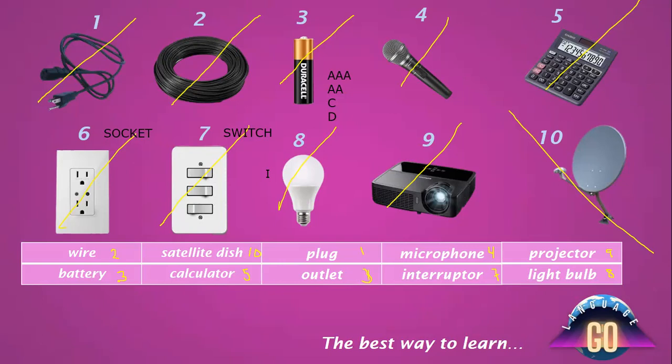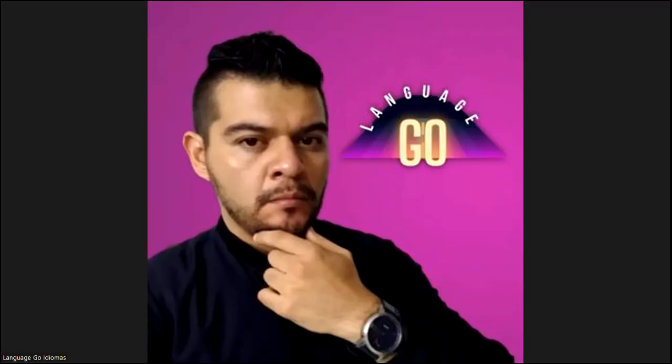Outlet, because socket, I know the piece for the light bulb, no? Yes, it's correct. Exactly. And what do you prefer, switch or interrupter? Switch. Okay. And for number two, Carlos, you can say wire, or if you don't like to say wire, you can say line. What do you prefer? Line. Okay, perfect.